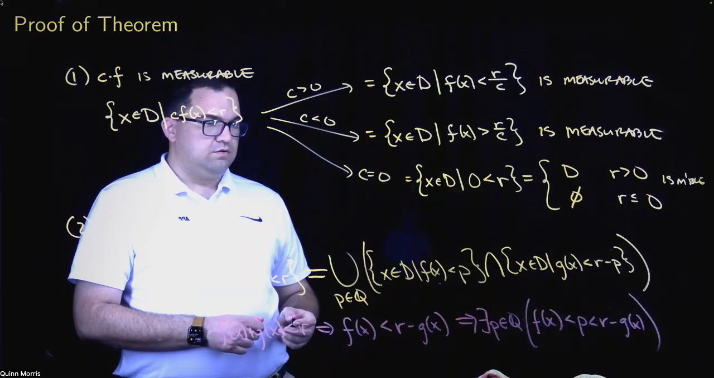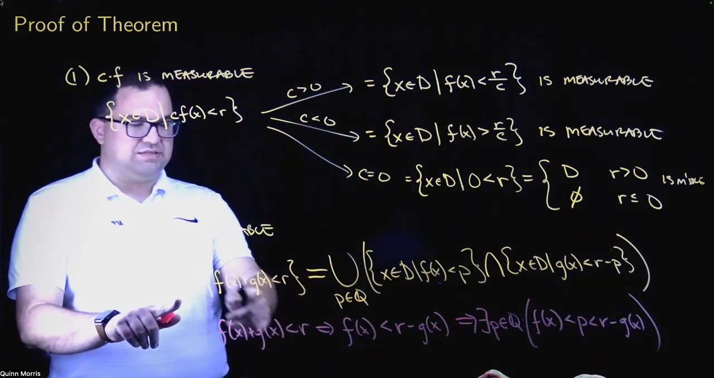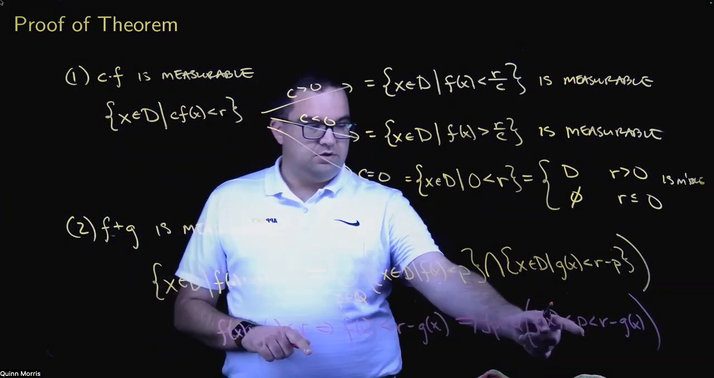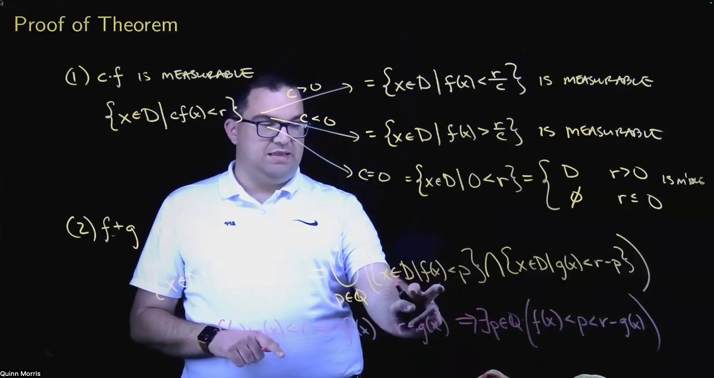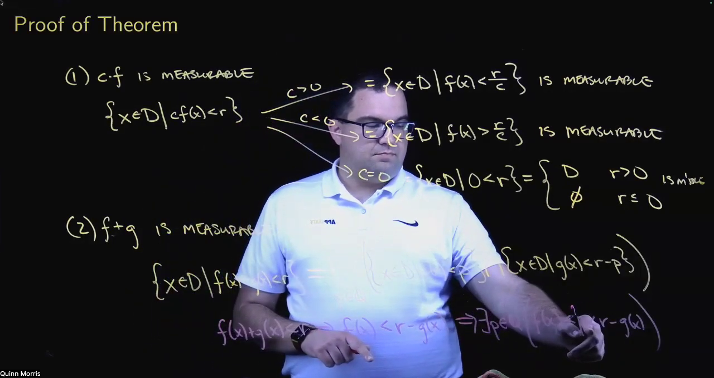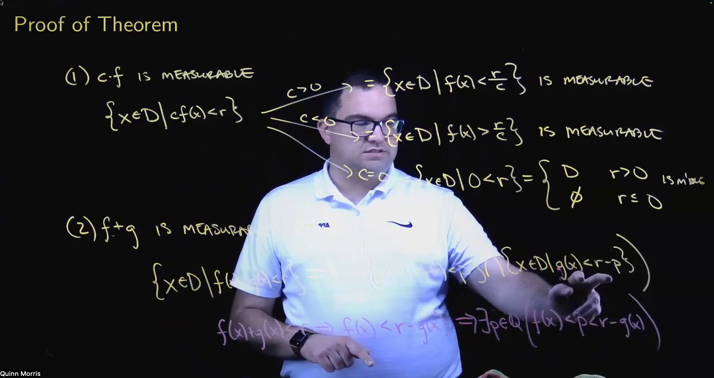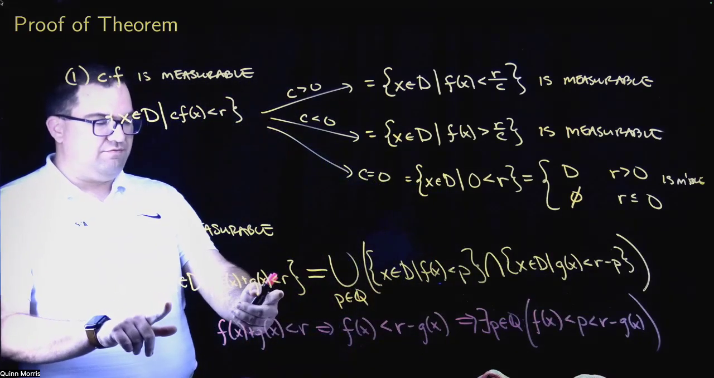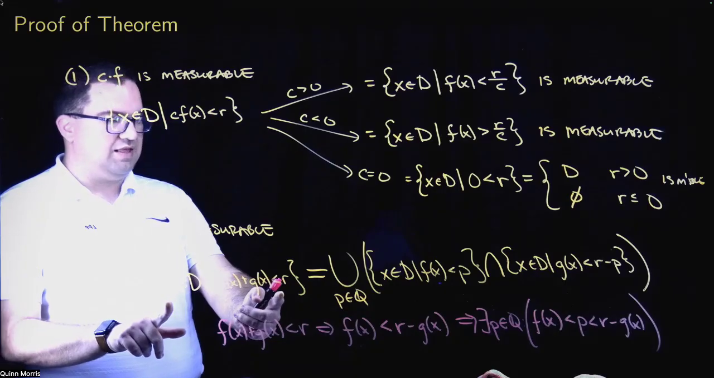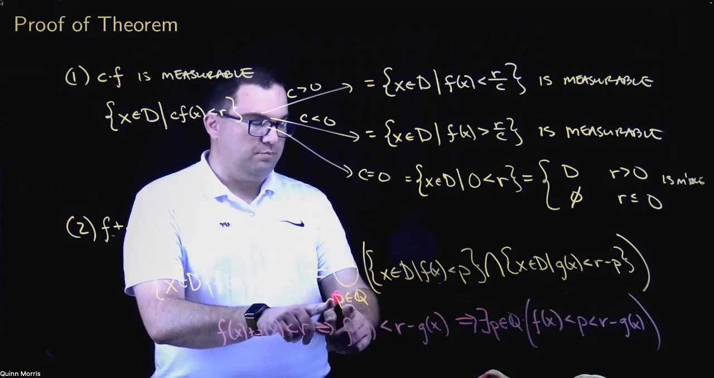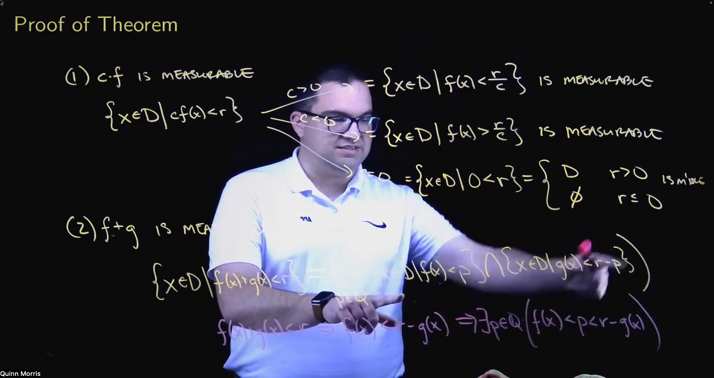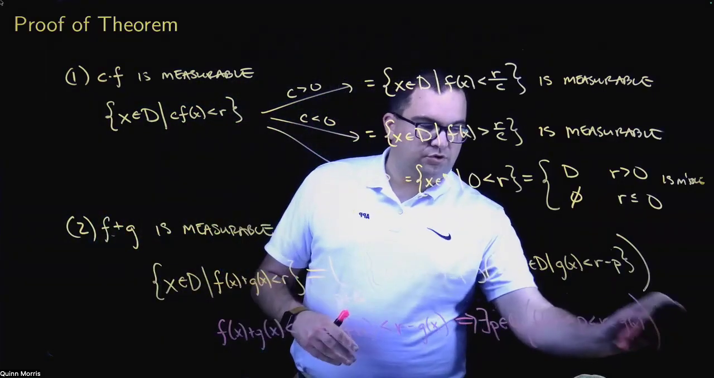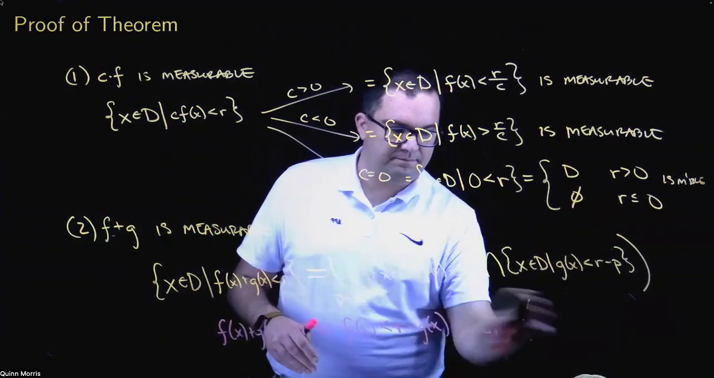So if my X is such that F of X plus G of X is less than R, then there is some rational number P such that F of X is less than P and P is less than R minus G of X. Said another way, G of X is less than R minus P. So if I live in this set of X values such that F of X plus G of X is less than R, then for some rational number, I live in one of these sets. Therefore, I must be in the union of all of them. All right. So I do this sort of set theory argument.